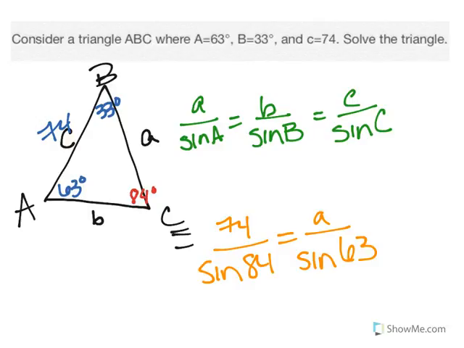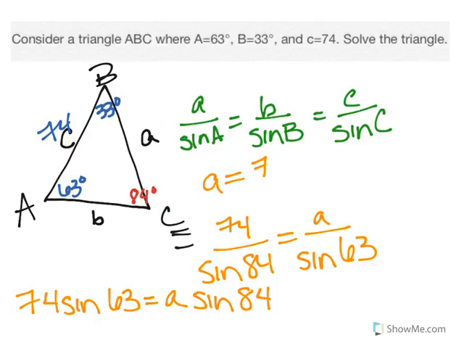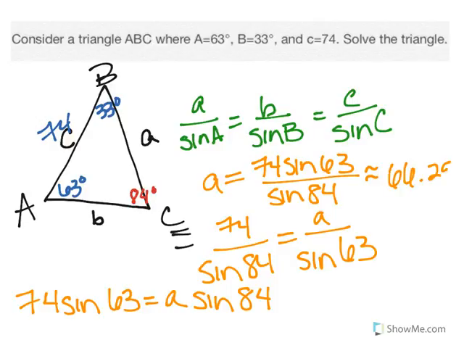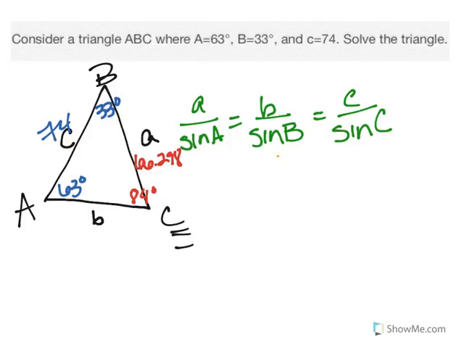And now, just like we always do with proportions, we're going to cross multiply, so we'll have 74 times the sine of 63 equals a times the sine of 84. So you're going to divide both sides by sine of 84, and a is going to equal 74 sine of 63 over sine of 84, and plug that into a calculator. And we get that a is approximately 66.298.